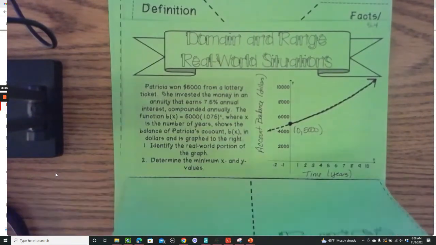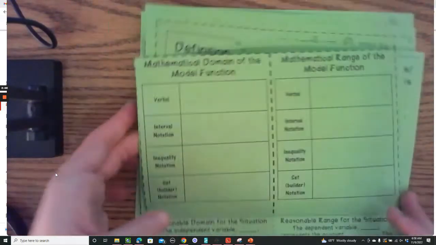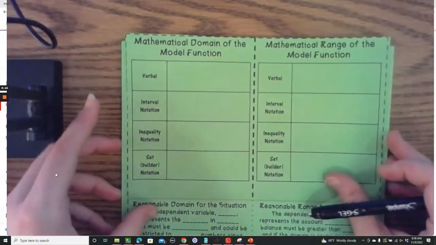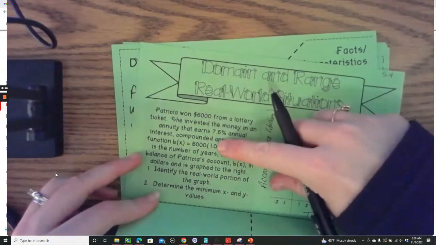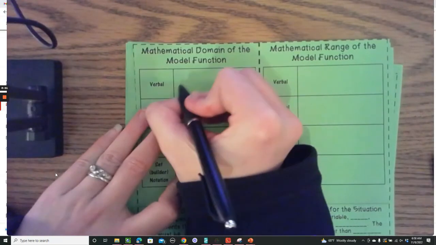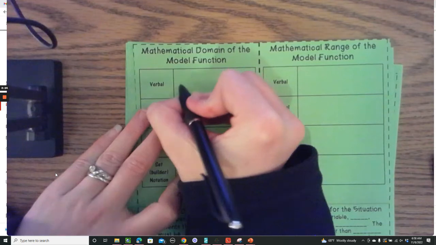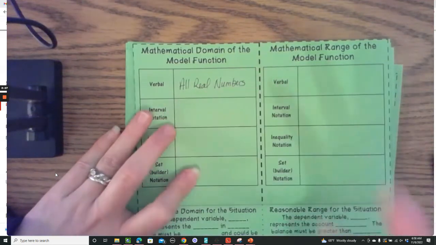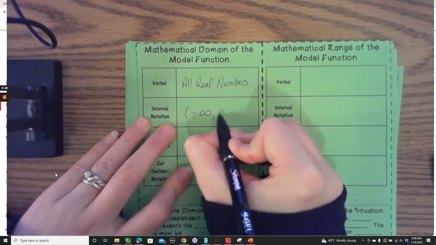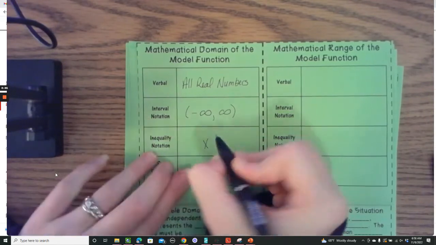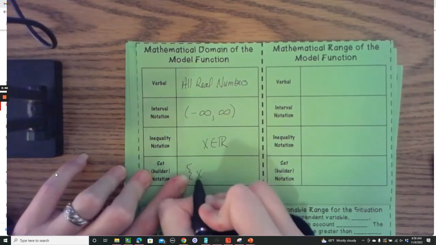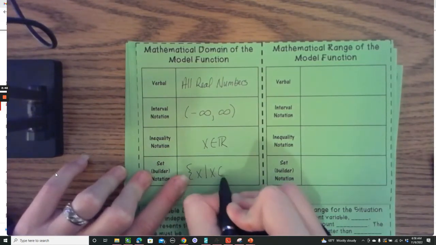Okay, so now the domain and range. When we're talking about just the function, the entire function itself, the domain is going to be all real numbers. Mathematically, in interval notation, negative infinity to positive infinity. In inequality notation, x is a member of the set of all real numbers, and in set notation, it would be the same.